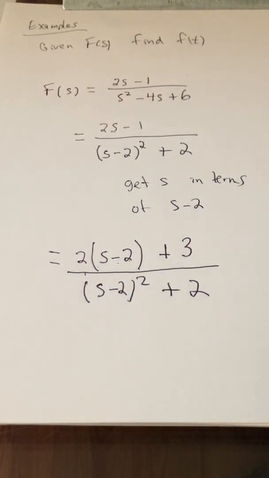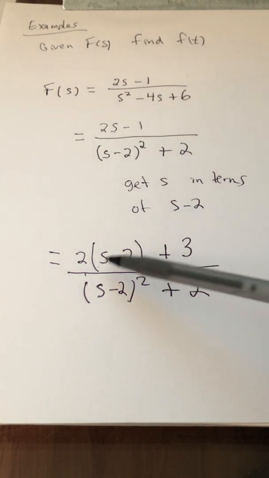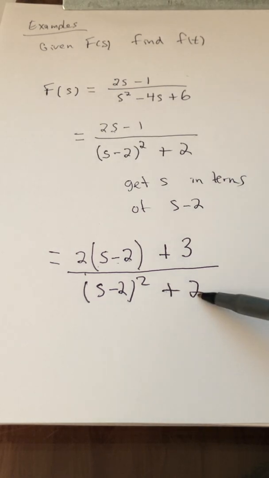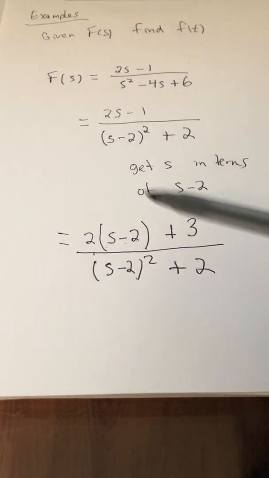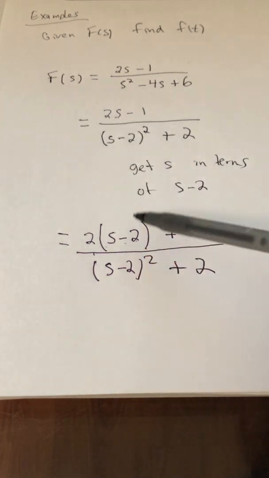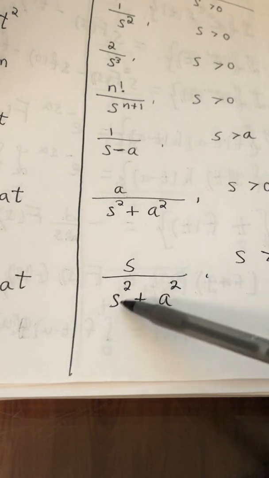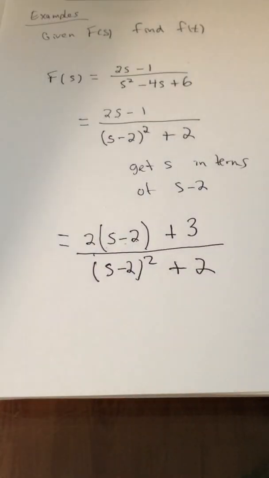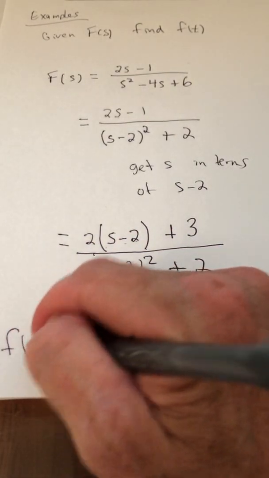Now you have to remember your table. See, this denominator tells you we're going to have sine and cosine. So what's happening is this 2 is a squared, so a is actually going to be the square root of 2. And again, for this first term, in place of s, we put s minus 2 for this to fit. It has to fit this form. Okay, so in place of s, I have s minus 2. I have to have that in the numerator as well. So I think we can just write down the answer.